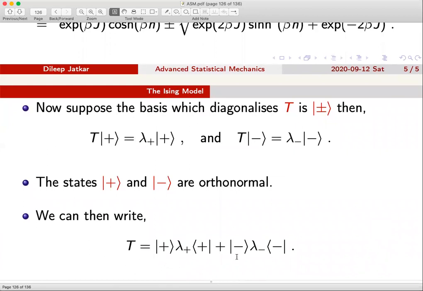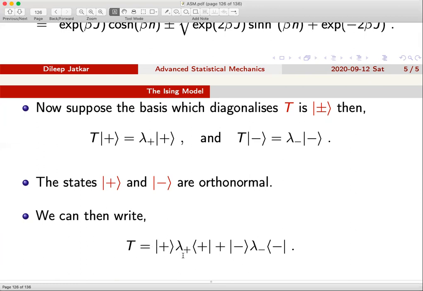There are just too many pluses and minuses, but let me run through it a bit slowly. The transfer matrix T is written as a projection operator onto the state plus, with amplitude lambda plus. I have deliberately sandwiched it in between to make one feel that this is the kind of object which can project a state to a plus state with the amplitude lambda plus.